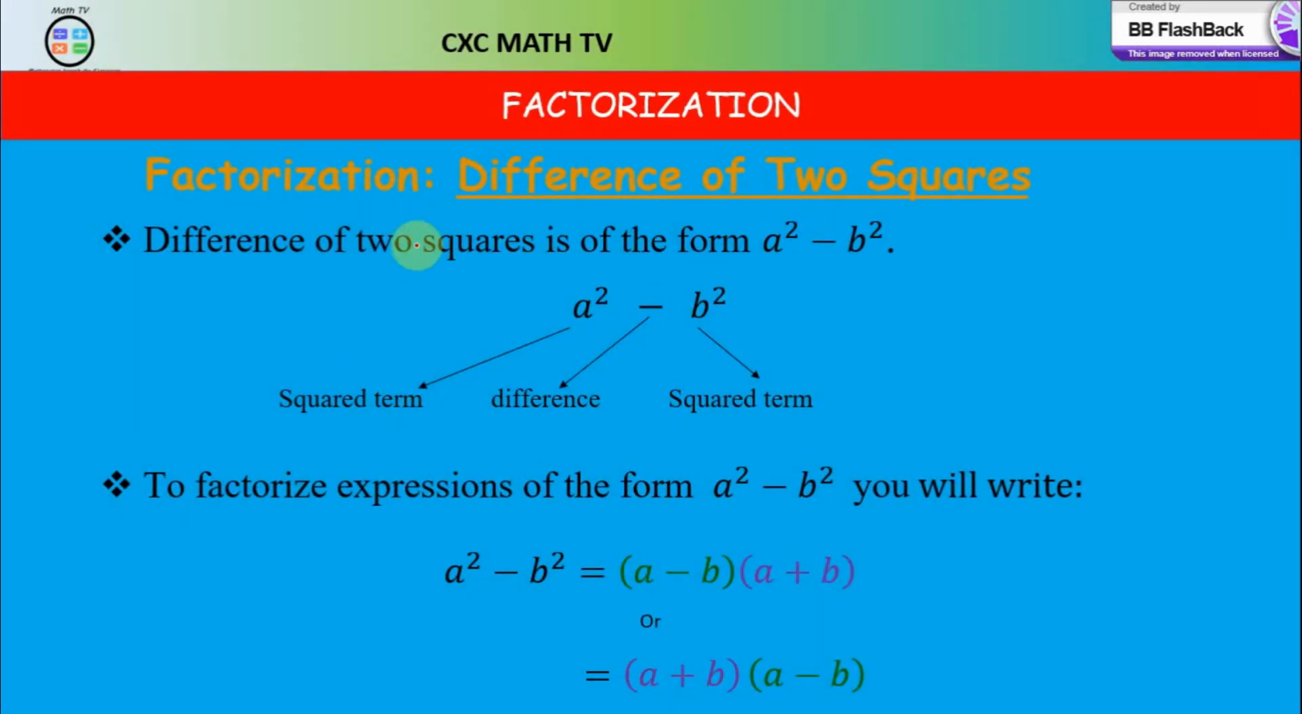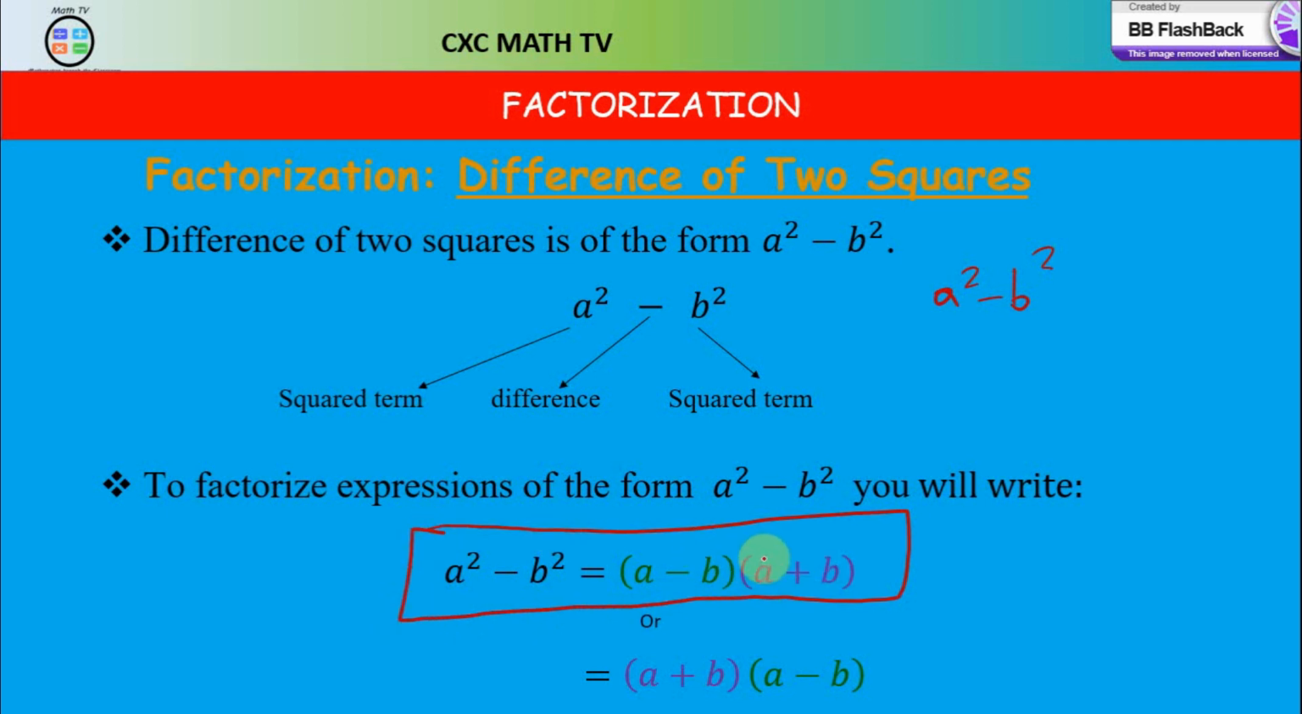Now the difference of 2 squares: anytime you see an expression in the form a squared minus b squared, to factorize it, you just need to remember this formula. a squared minus b squared is equal to a minus b times a plus b. This is the difference of 2 squares formula.